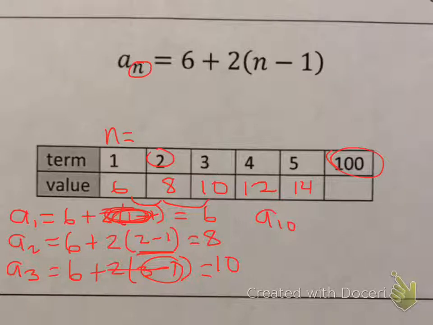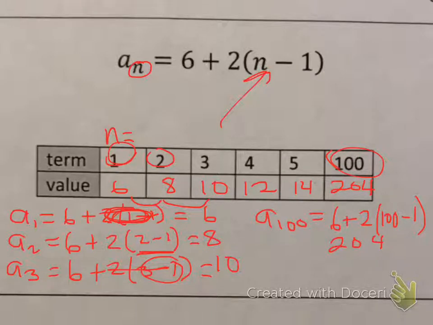So we're going to find the 100th term now by substituting in 100. So 6 plus 2 times 100 minus 1. 100 minus 1 is 99. So 99 times 2 is 198. 198 plus 6 is 204. So the 100th term of this sequence is 204. So again, what we're doing is we just take the term and we substitute it in place of the n, and that gives us the value at that term's number.